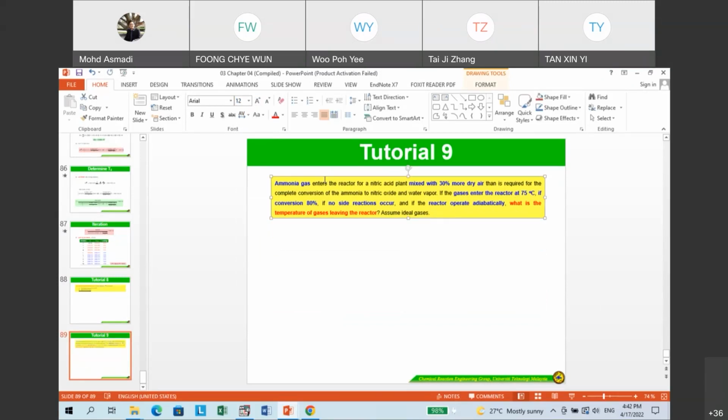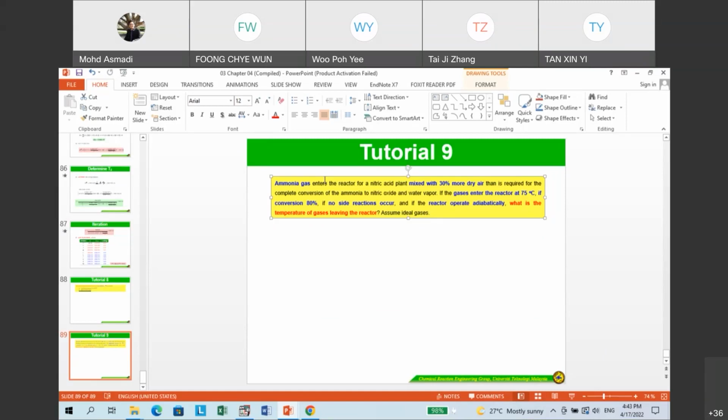Okay, so if you look at the ammonia gas enter the reactor to a nitric acid plant mixed with a 30% more dry air than is required for the complete conversion of the ammonia to nitric acid and water vapor. If the gases enter the reactor at 75 degrees C, if conversion 80%, if no reaction occur, and if the reactor operates adiabatically, what is the temperature of gas leaving the reactor?